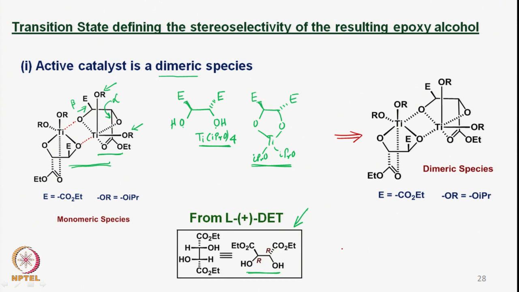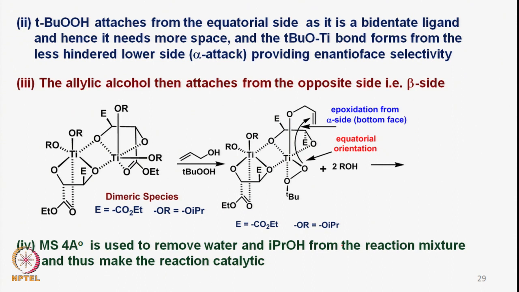There is enough evidence to see that such a dimeric species is present during the reaction, and actually it is this one which allows the reaction to proceed. How does the reaction take place? We have this dimeric species to which the tertiary butyl hydroperoxide comes in. Tertiary butyl hydroperoxide, as we can expect, has a tertiary butyl group, which is a large group, and of course the corresponding hydroperoxide part. In this dimeric species, this is an isopropoxide and this is also an isopropoxide, and the tertiary butyl hydroperoxide attaches from the equatorial side. Now this is the equatorial side and this is the axial side.